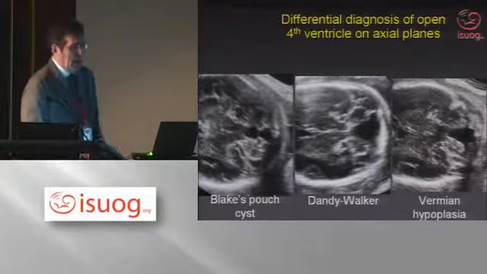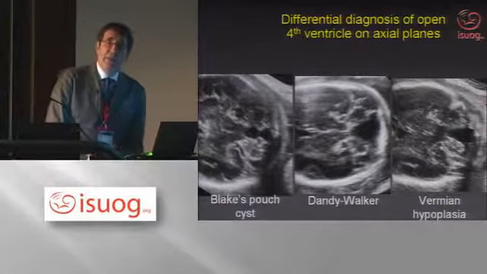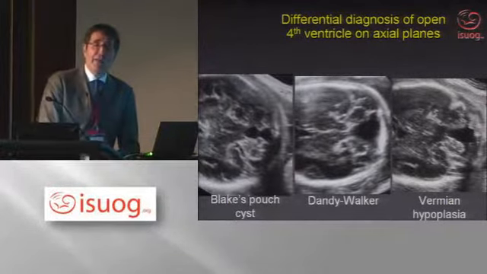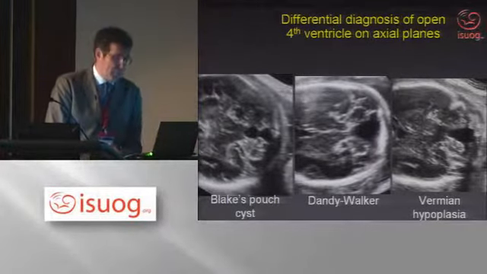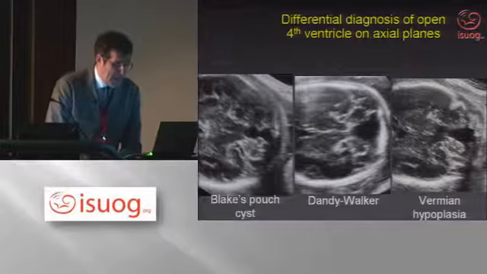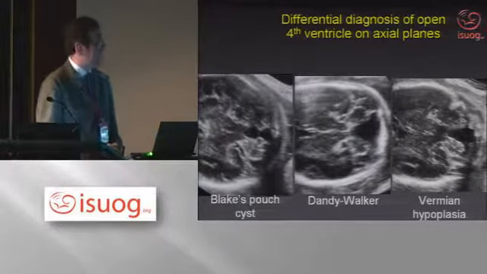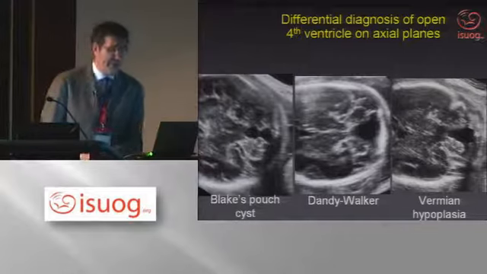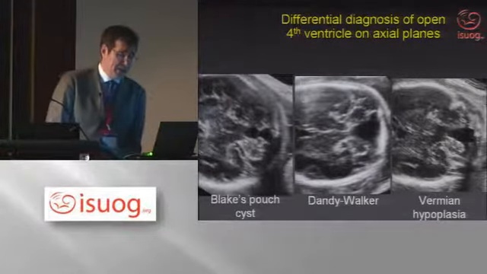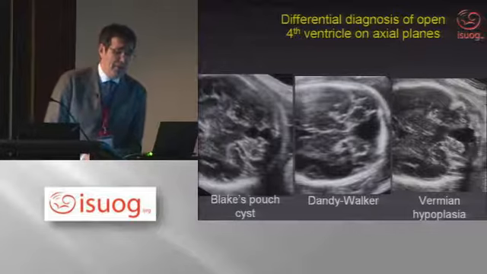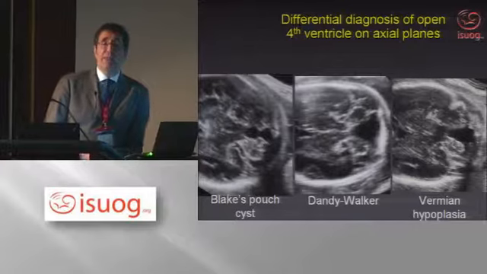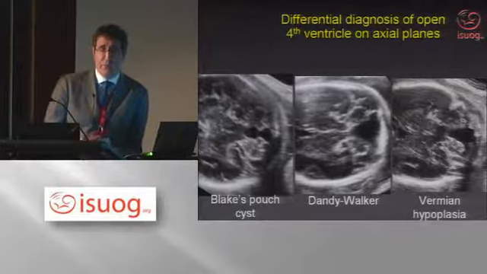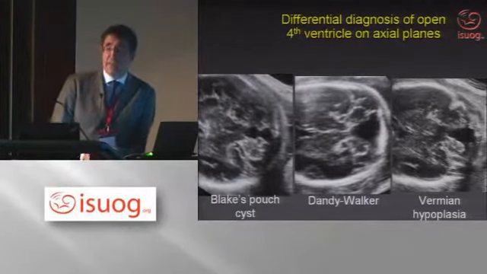For this reason, because this has been reported recently in the literature, we went back in retrospect and looked at that, and we found that it worked quite well. And it is a rather simple rule. These are axial sections through the posterior fossa of three fetuses, one with the Blake's pouch cyst, one with the Dandy-Walker malformation, and the other one with vermian hypoplasia. All of these three images demonstrate a communication between the fourth ventricle and the cavity of the cisterna magna, and we agree on that. But is there a difference?